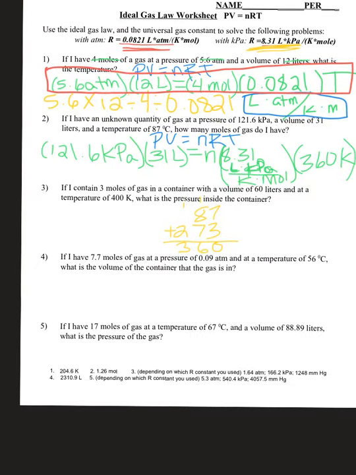Again, if you want to check your work, look at the bottom. The answer is 1.26 moles for number 2. Type it into your calculator. If you do not get 1.26 moles, something went wrong. Double check your values. Okay?